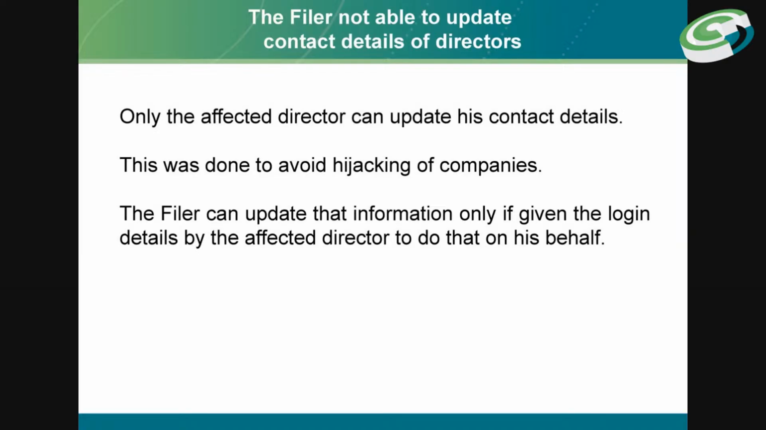So the filer can update that information only if he has been given the login details by the affected director to say, here is my customer code, go and do the change of contact details. My new email address is this one, my new cell number is this one. Then that person will have to go and do the filing using the login details of the director. But still, the director will have to confirm the change by approving the link that will be sent to him, either on a cell phone or via the email. But without approval of the link, then the change will not take place. So that is very much important. You don't have to ignore. You need to respond. It's either you approve or you reject. You don't have to ignore, because otherwise the changes will go through.